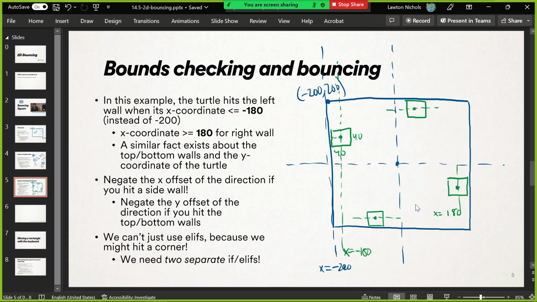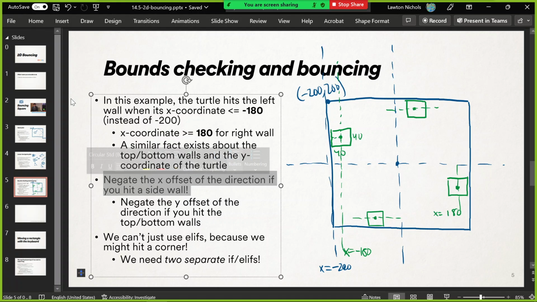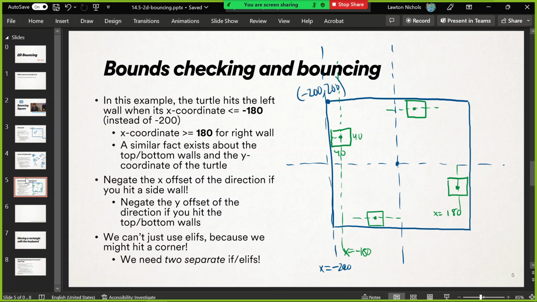And now the question is, how do we bounce, right? We talked about bouncing last time. If you hit a side wall, you negate your x offset. The y offset stays what it was, all right? If you hit the top or the bottom wall, you use the negation of the y offset and keep the x offset the same. So let me try and prove that to you.